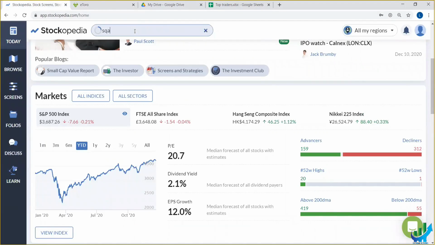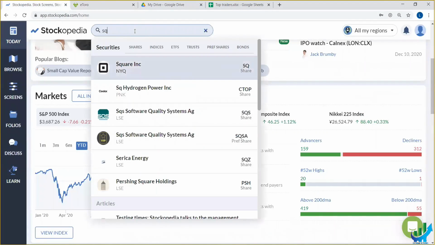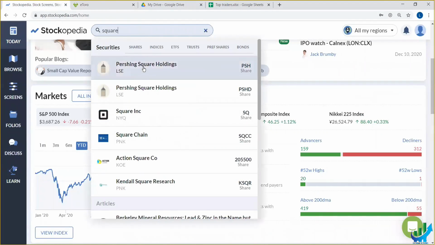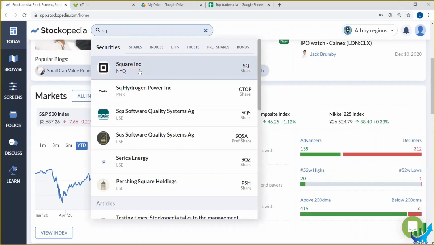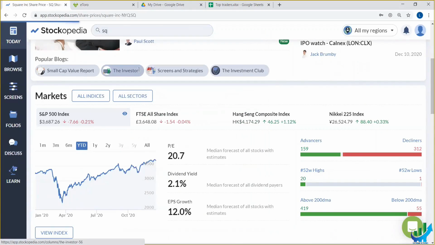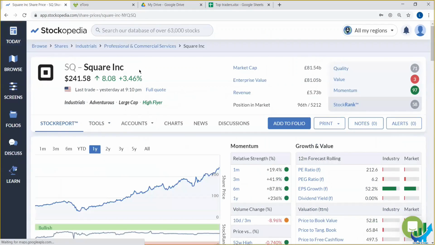Let's go on to Stockopedia. Great resource. I recommend everybody to go on there. By background, I'm a chartered management accountant. I qualified way back in 1995, which shows my age. I've worked for big companies, set up successful companies in my own right as well as an entrepreneur. So let's look at Square Inc.